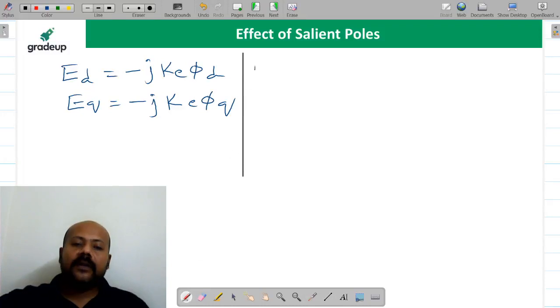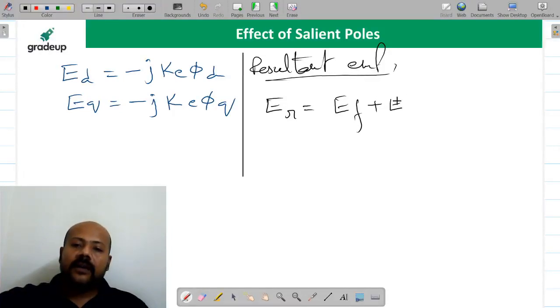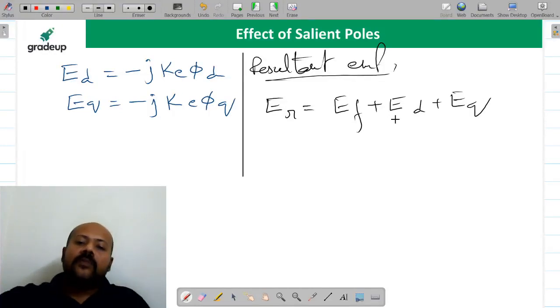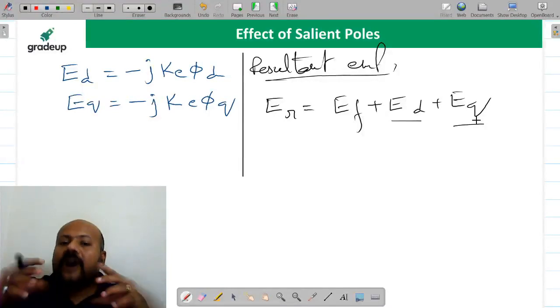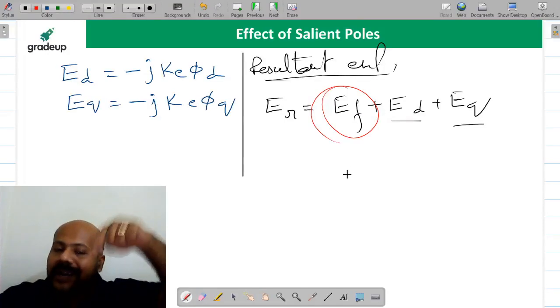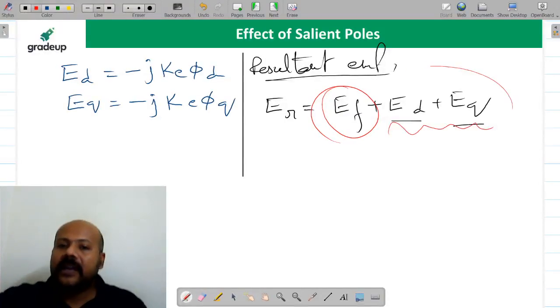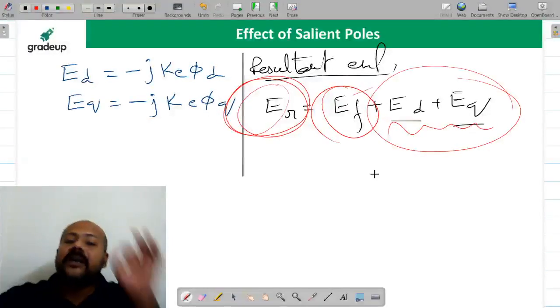Now I am going to write the resultant EMF. How am I going to write it? Just see here. This ER is going to be the excitation EMF plus ED plus EQ. Yes or no? Because these ED and EQ drops are going to be negative. You were supposed to get EF, but because of armature reaction, because of this drop, you are not getting EF. What you are getting is ER.